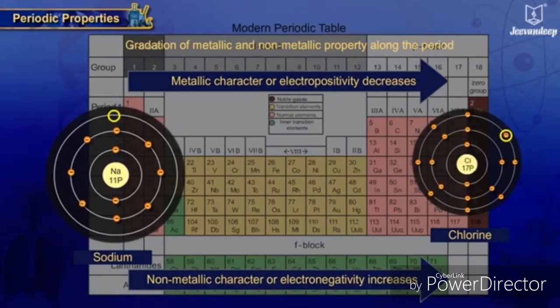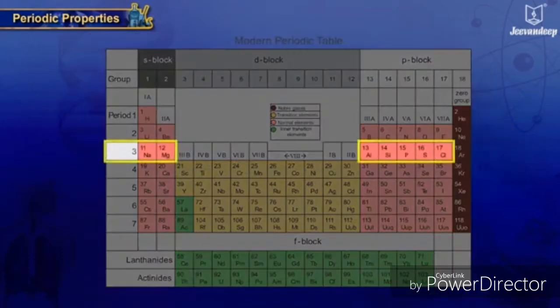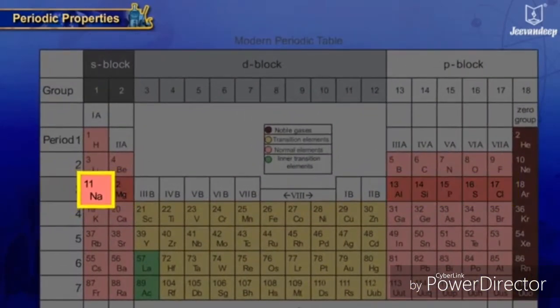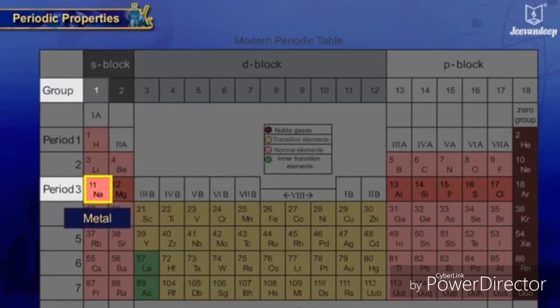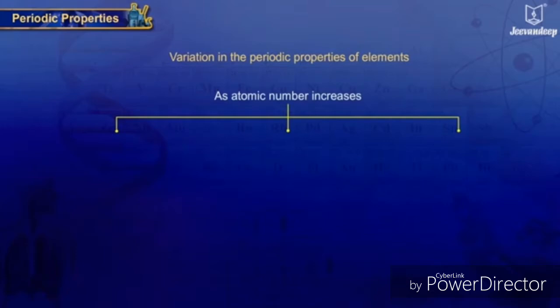But in groups, as we go from top to bottom in group 1A, the metallic property increases as atomic size increases. So cesium is the most metallic element in group 1A, but lithium is the least one. But the non-metallic property decreases gradually in group 7A due to the decrease in electronegativity. So fluorine is the strongest non-metal and iodine is the least one.